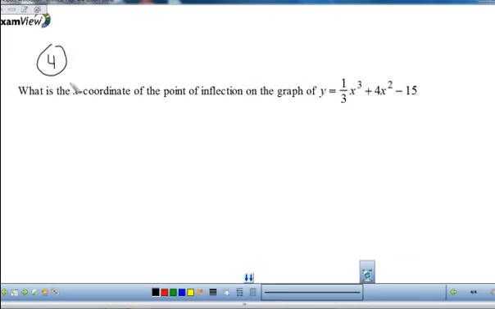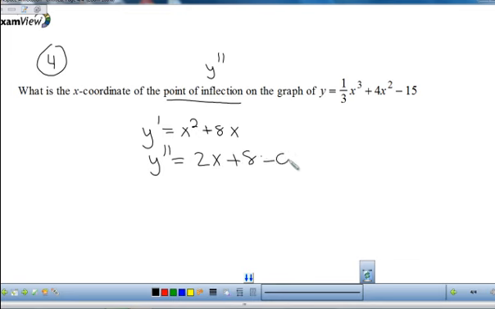Number 4. What is the x-coordinate of the point of inflection? That means I need the second derivative of the graph. So my first derivative is going to be x squared plus 8x. The second derivative is going to be 2x plus 8. We're going to set that equal to 0 and solve for x. So x is negative 4.